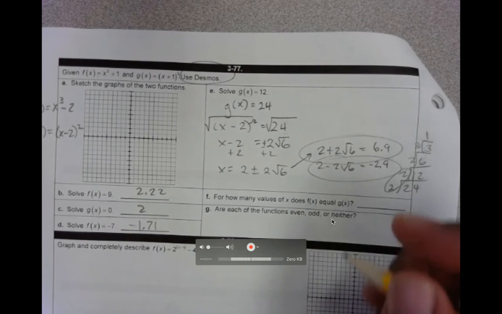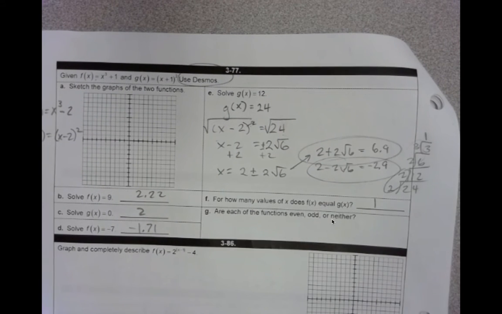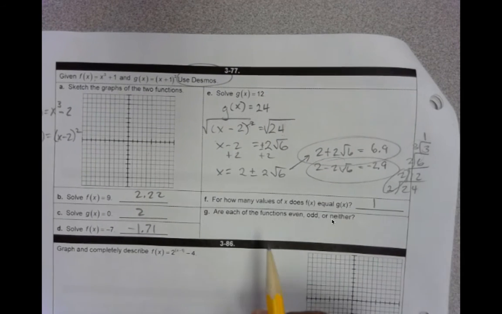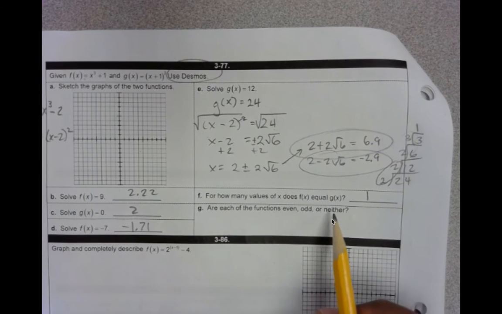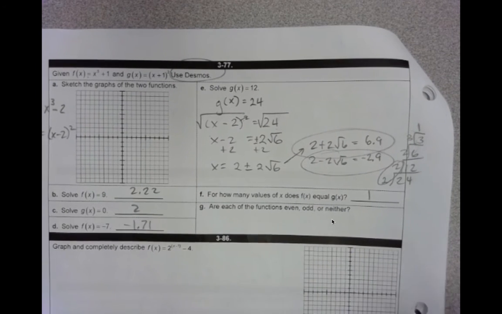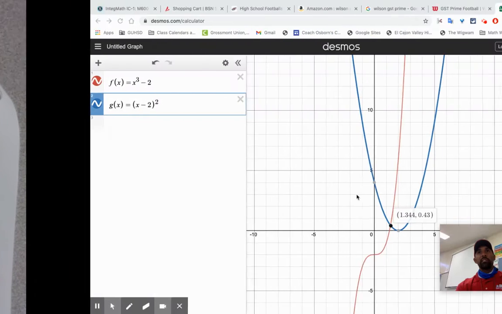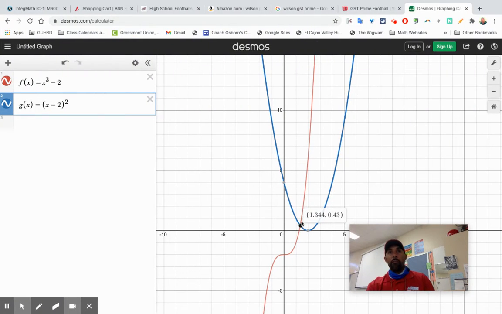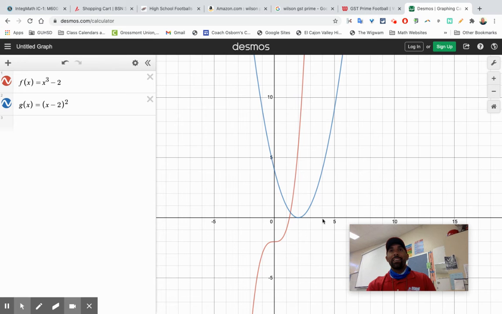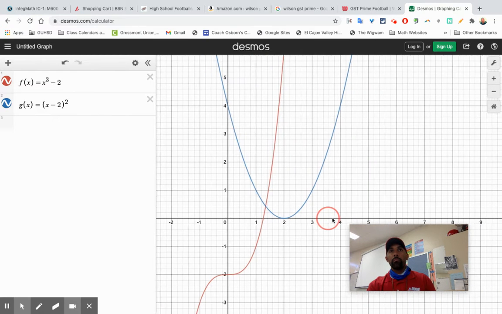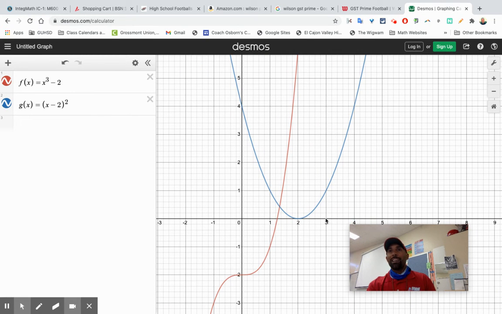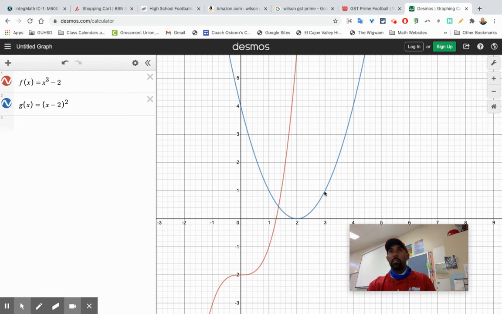Okay, so in my case, it lines up once. For how many values? One time. Okay, are each of the functions even, odd, or neither? So what this means is that if I'm looking at the graph, let's say I take an x value to the right. If I take a positive x value to the right of this function, let's say 3, and I go up here and it says that that number is 1.